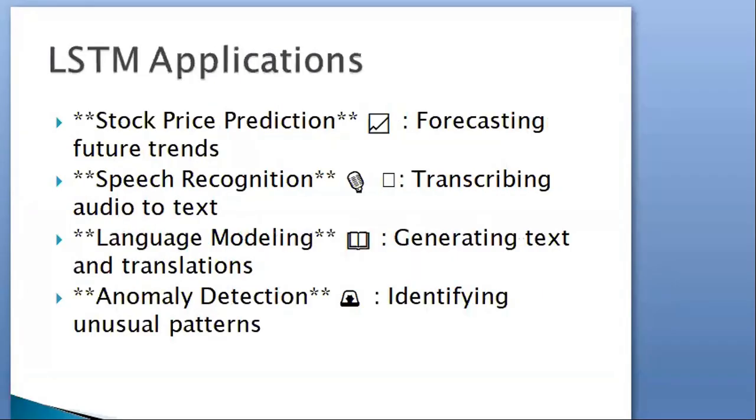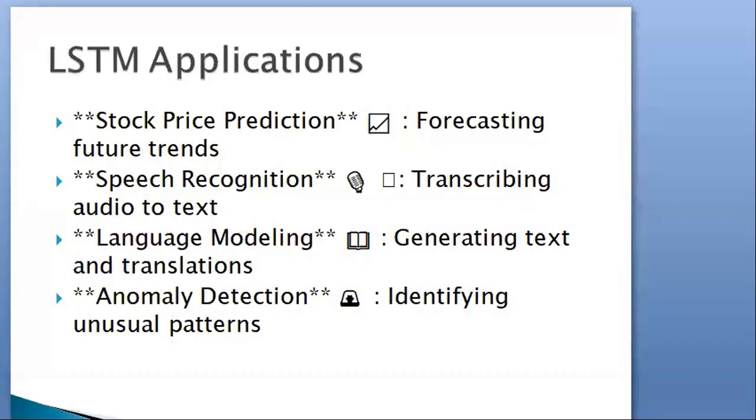Now, what are the different applications of the LSTM? So LSTM is used for forecasting, that is stock price prediction or predicting future trends, speech recognition, language modeling, and anomaly detection for network data analysis. Okay.